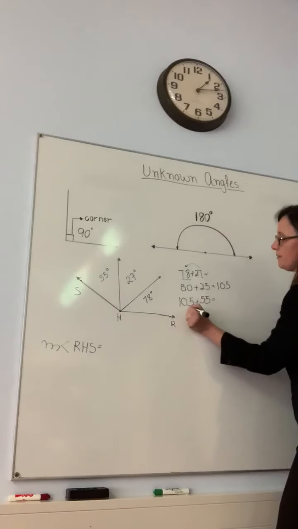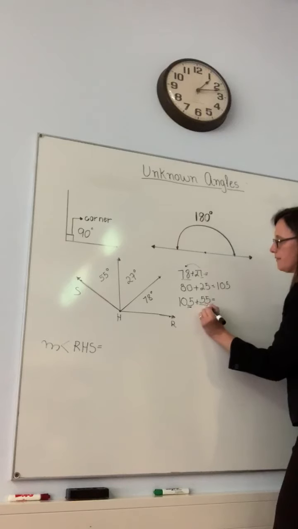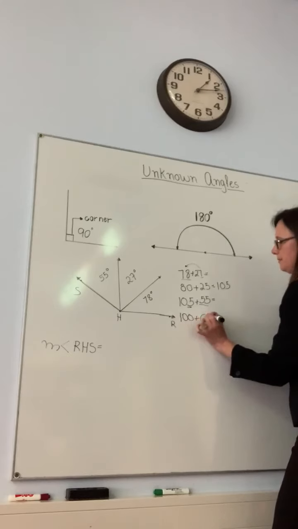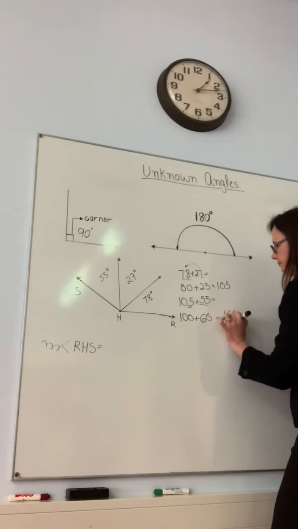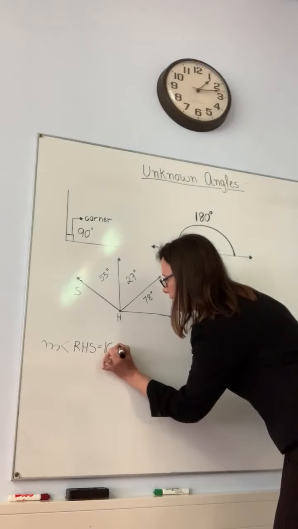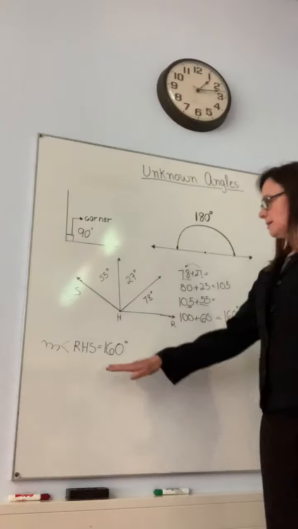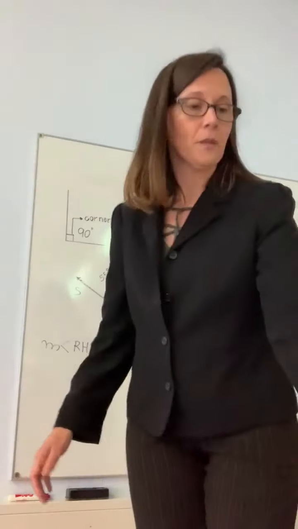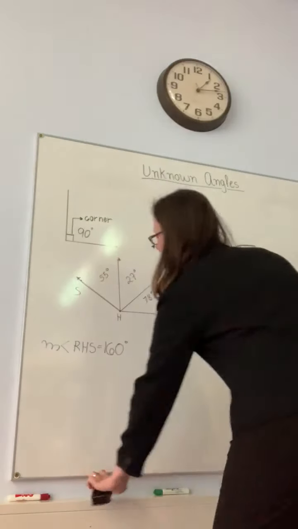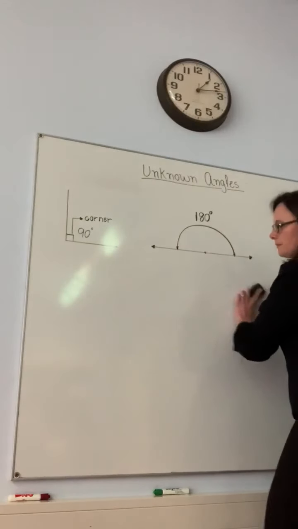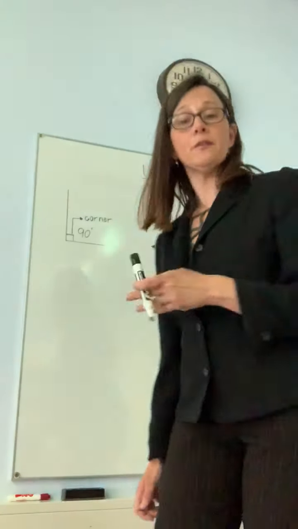If I take this 5, you could do that, or if you already know the answer, that's fine, and give it to this one, so this would be 100 plus 60. That is your answer. The angle RHS measures 160 degrees. So it's a little bit smaller than 180. Now we're going to move to solving an unknown angle. We're going to do a couple of examples. The first example that I have here, we're going to use a full circle.